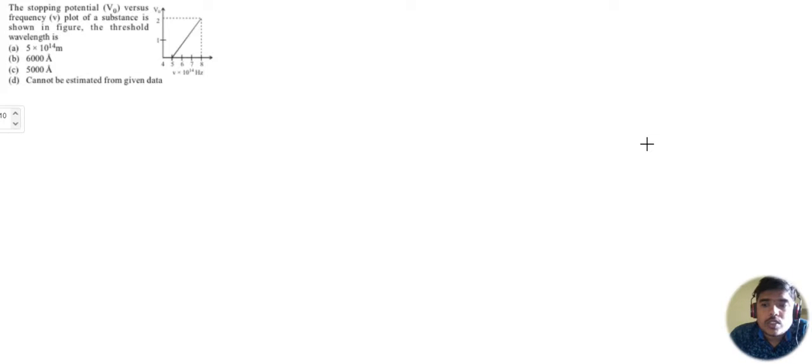Hello friends, myself BISWA'S. From this graph, we have to calculate what is threshold wavelength. For that, we have to first know what is threshold frequency. Threshold frequency is the minimum frequency the photoelectric radiation must have so that photoelectric emission can take place.